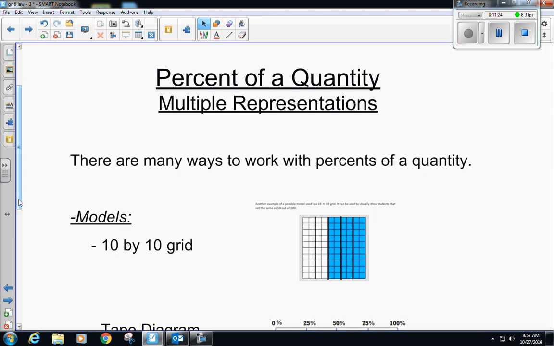The only thing I don't like about their double number line is I don't like how their lines don't connect. I personally prefer it that way because then I know you're on the same line. See how they're like separate a little bit? But see how that looks like a number line, whereas the tape diagram looks less like a number line and more like a bunch of blocks. There's the 10 by 10 grid and calculations where you're changing things back and forth. Okay? All of those are ways to represent percents of a quantity.